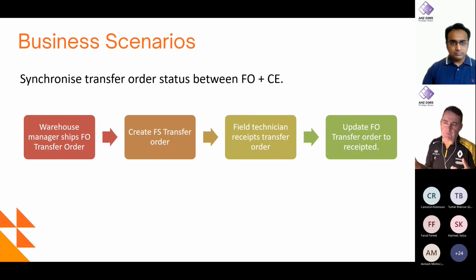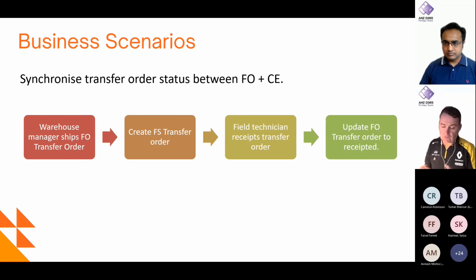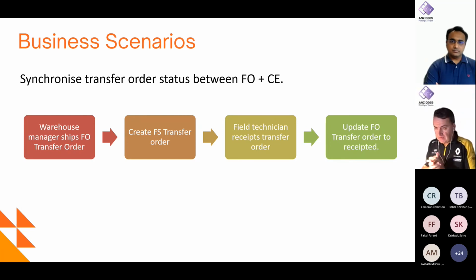A second scenario might be around transfer order status. So again, working between finance and operations and, in this case, field service, the warehouse manager might ship an order to go to the field service van, the technician's van, and so he'll raise a transfer order in order to enable that transaction to take place.